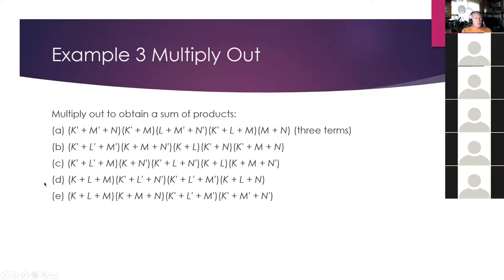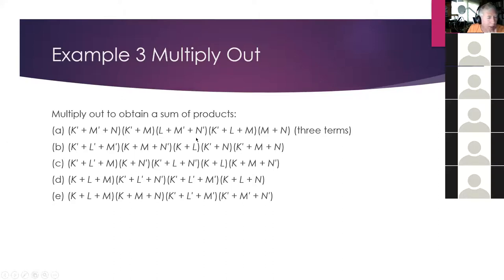Okay, so now what form are these in? They're all in the same form, POS. So let's see if we can multiply out to generate SOP form. Here we have K prime plus M prime plus N, K prime plus M, L plus M prime plus N prime, K prime plus L plus M, and M plus N. The first thing we can do is look and see if we can simplify things.